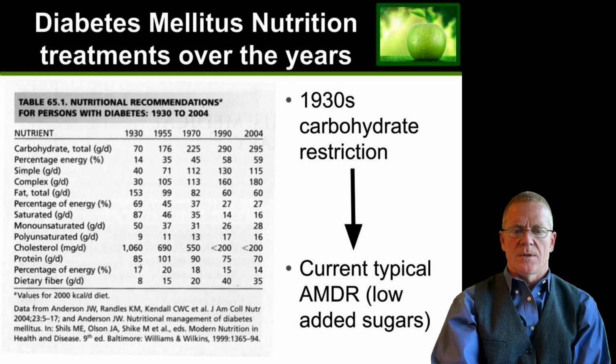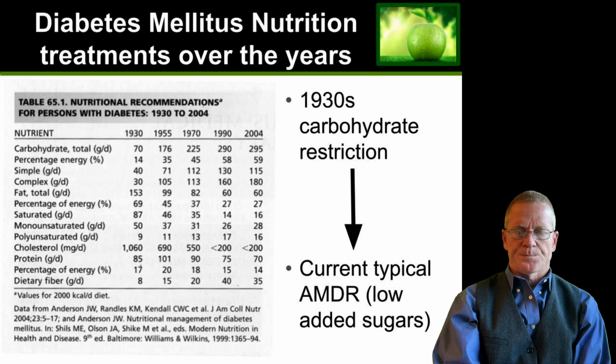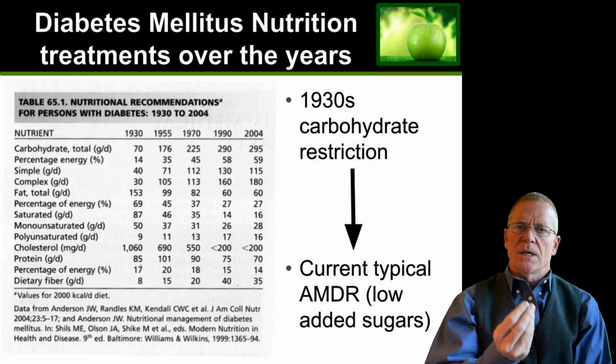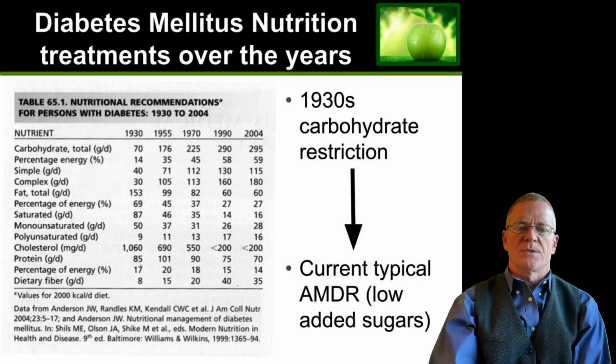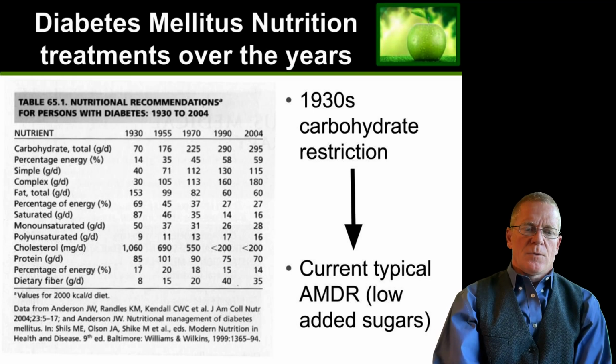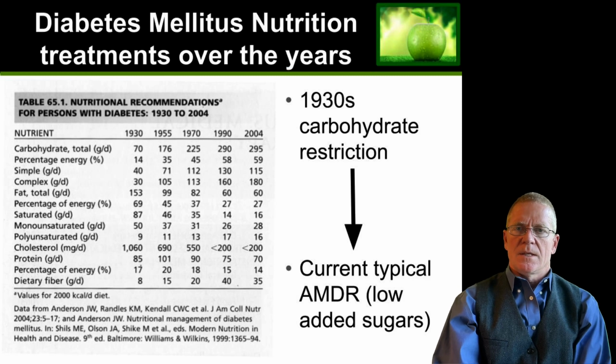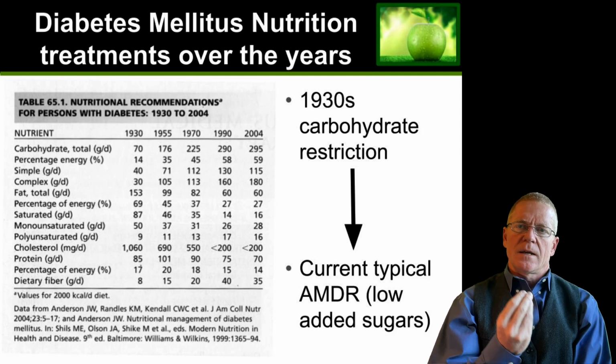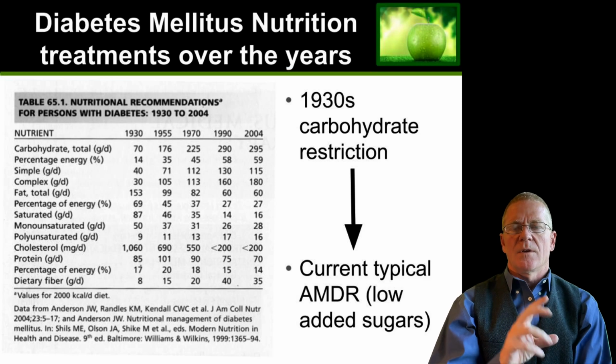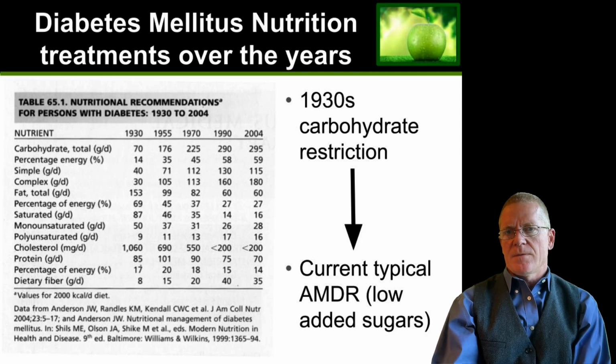You can see back in the 1930s, the percentage of calories coming from carbohydrates was around 14%. That increased in 1955 up to about 35% of calories. A drastic reduction in the carbohydrates in a person's diet. Unfortunately, what happens is that the calories that are missing are replaced. And when those calories are replaced, typically people eat high-fat foods to replace the calories that are missing.